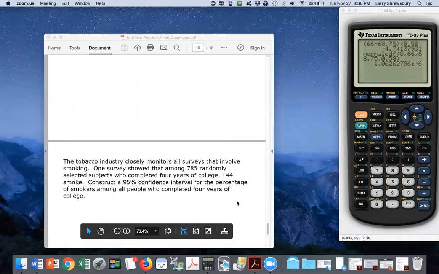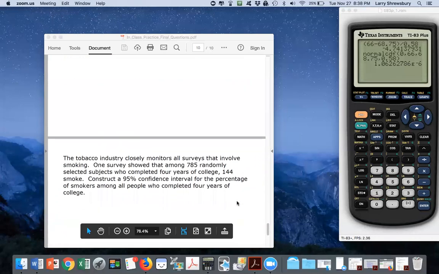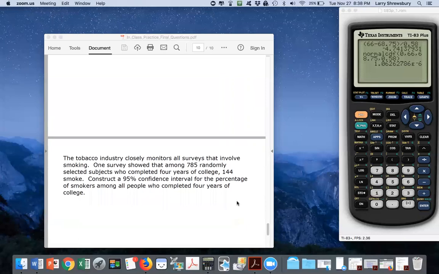All right, okay, one last one, and then we're going to call it quits. The tobacco industry closely monitors all surveys that involve smoking. Well, of course they do. One survey showed that among 785 randomly selected subjects who completed 4 years of college, 144 smoked. So our population of interest is people who have completed 4 years of college.